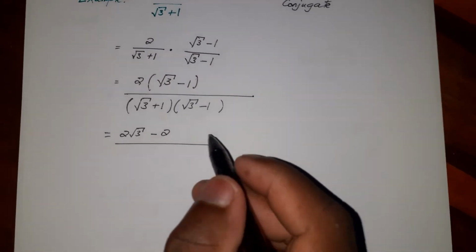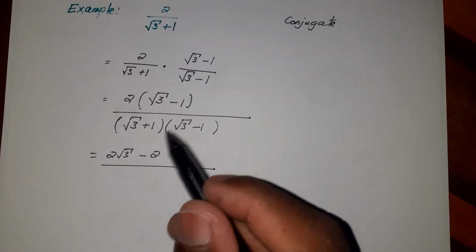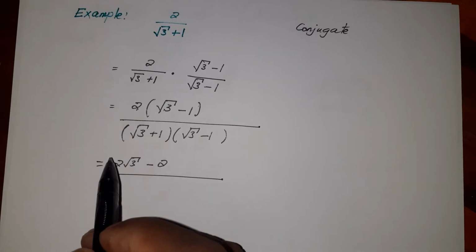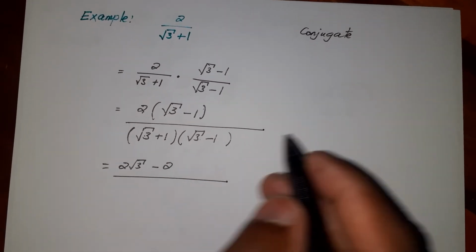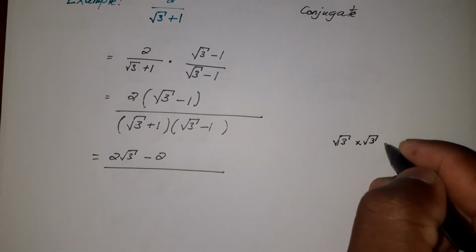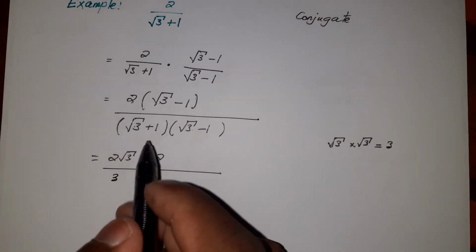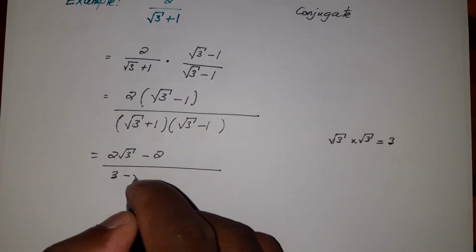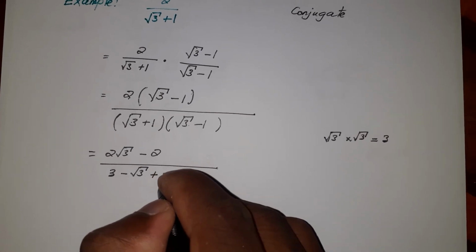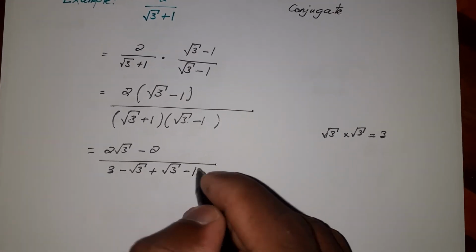While the denominator. Now here, some people who are very, very smart, they might say this is difference of 2 squares. But let's see how it works. We multiply this times that. Like I said in the previous video, if you have square root of 3, you are multiplying by square root of 3. This should give us 3. So this times that, we get 3. And then this times negative 1, we get negative square root of 3. And then positive 1 times square root of 3, we get square root of 3. And then positive 1 times negative 1, we get negative 1.